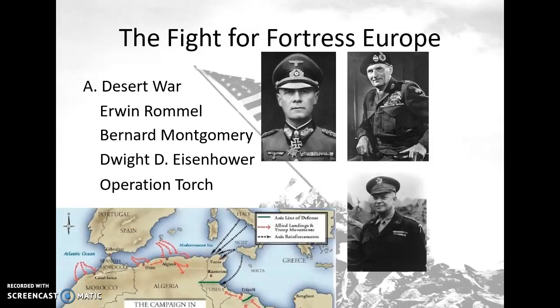Operation Torch was the name for the attack to retake North Africa. With Montgomery and the British pushing from the east and Eisenhower and the U.S. pushing from the west, Rommel and the Germans were crushed in the middle. Rommel was able to escape back into Europe, but by 1943, the Axis armies located there were forced to surrender.